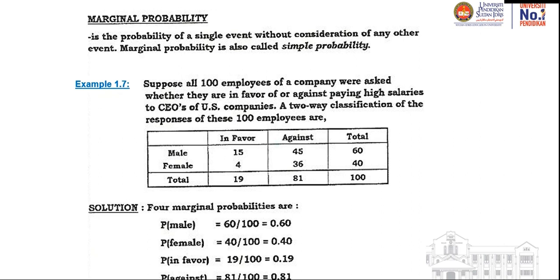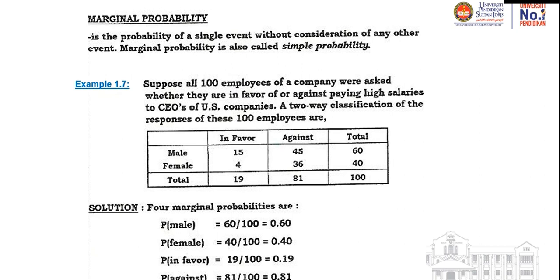Okay? Simple probability is related with simple event, which is referring to an individual event. Suppose, for example 1.7, all 100 employees of a company were asked whether they are in favor or against paying high salaries to CEOs of US companies. The following table shows a two-way classification of the responses of these 100 employees. For this example, you can see the simple events are in favor, against, male and female. So that is the simple event.